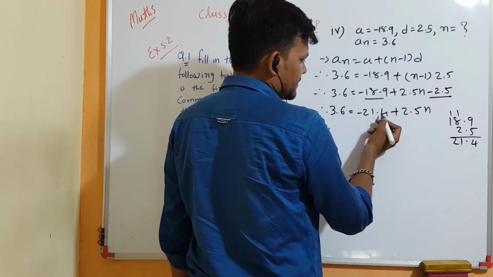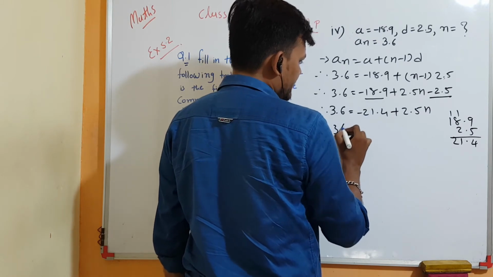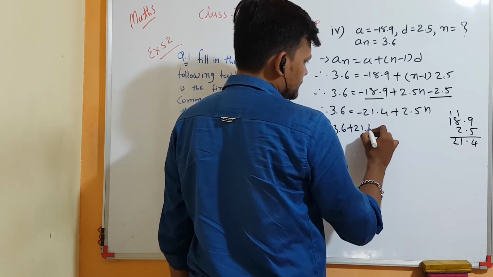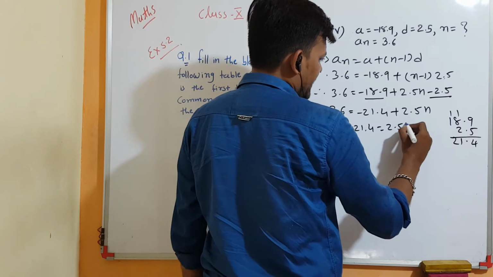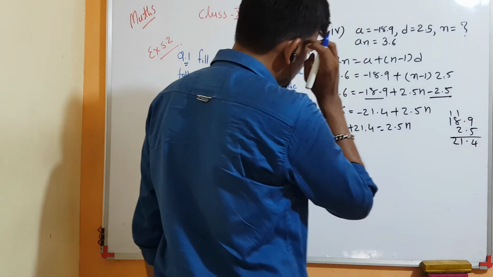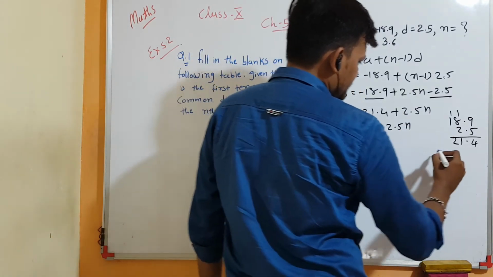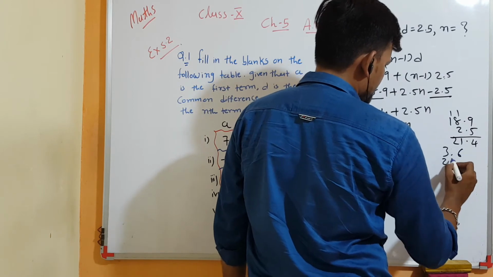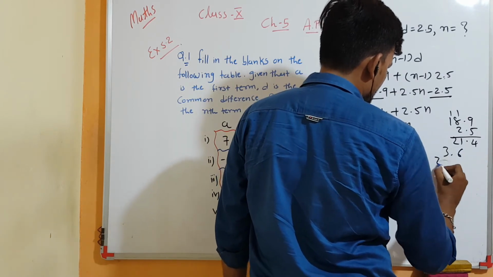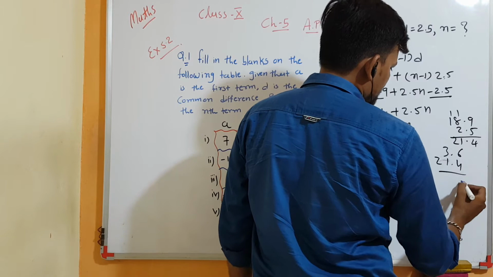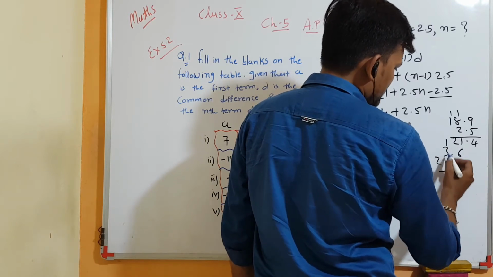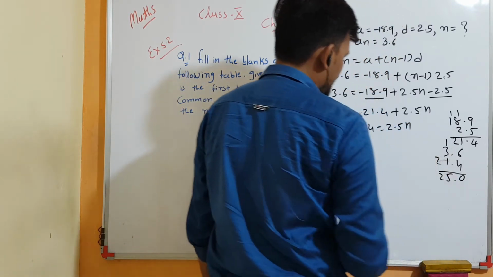Now see this, minus 21.4 to plus 21.4 equal to 2.5, right? Now add them, 3.6 plus 21.4. So 6 plus 4, 10, 1 carry, 5, 25.